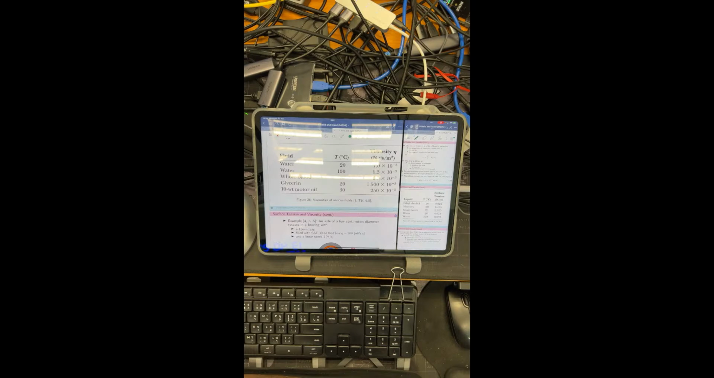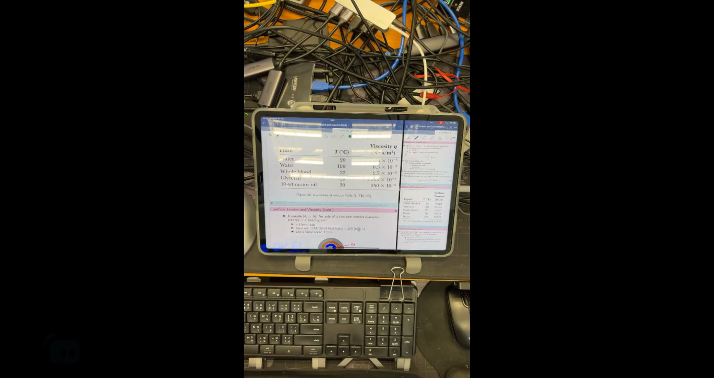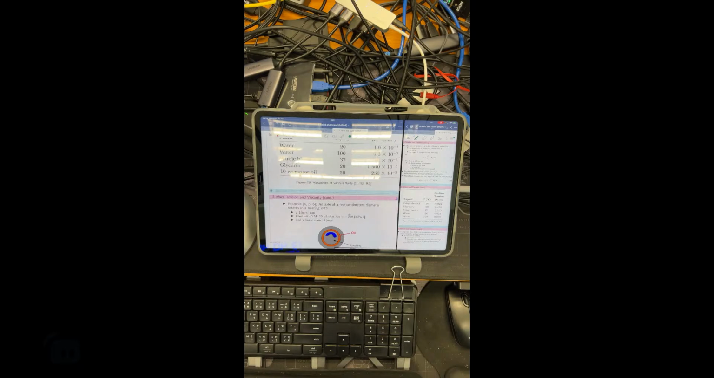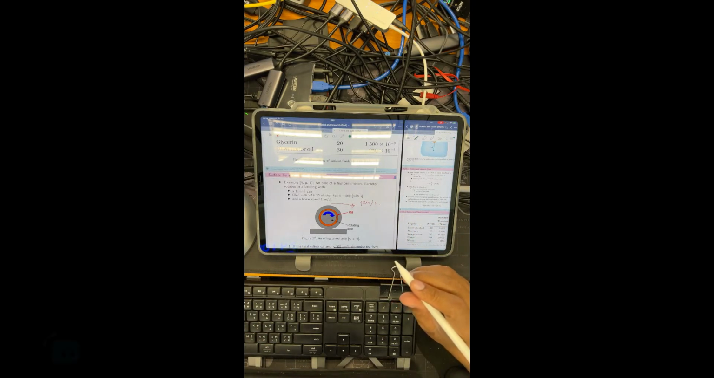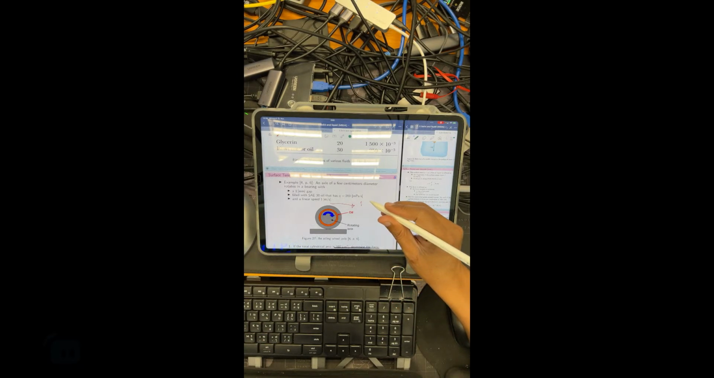Eta is viscosity, what we have just learned, in Newton second per square meter. It's 200 millipascal second, if you substitute the unit of Newton. And a linear speed of 1 meter per second. So this object is moving with velocity 1 meter per second.